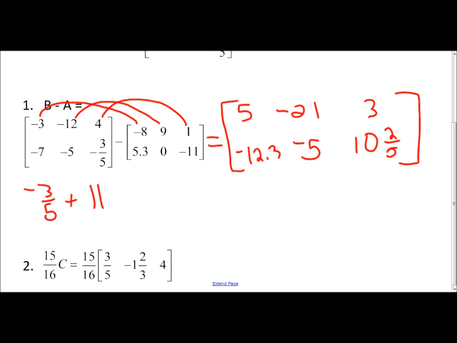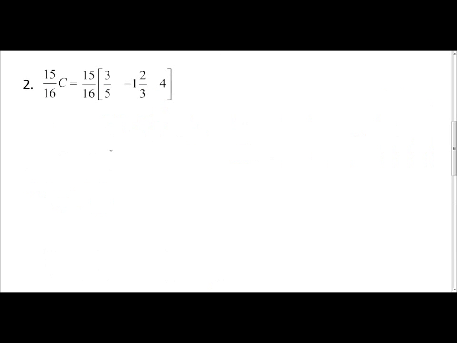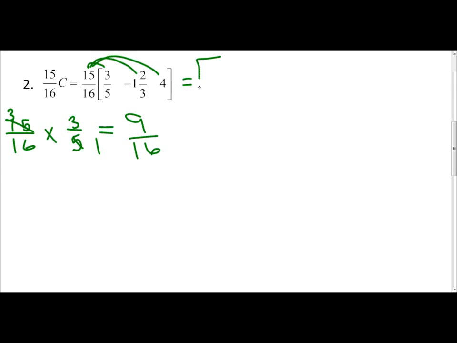Okay, and for our final example here, on this last sample, we want to multiply 15/16 times matrix C. So I'm going to multiply 15/16 times each of these entries here. 15/16 times 3/5. I'm going to cross reduce here. 5 goes into 5 once, it goes into 15 3 times. 3 times 3 is 9, and 16 times 1 is 16. So my first entry is 9/16.